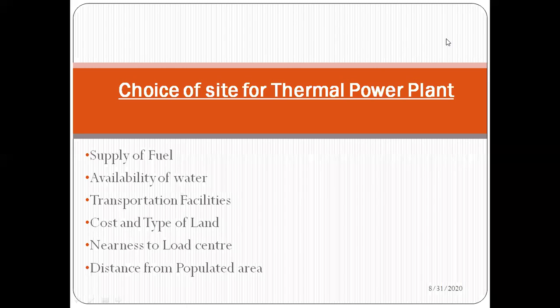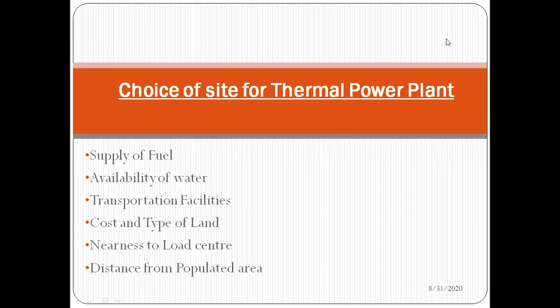So after the working of a thermal power plant, next is the choice of site for a thermal power plant. Whenever a thermal power plant is to be installed at a particular site, there are 5 to 6 points that you must keep in mind for site selection. These are the supply of fuel, the availability of water, the transportation facility, cost and type of land, nearness to the load center, and distance from the populated area. So these 6 points must be kept in mind while selecting the site. Because the number one point is the supply of the fuel.